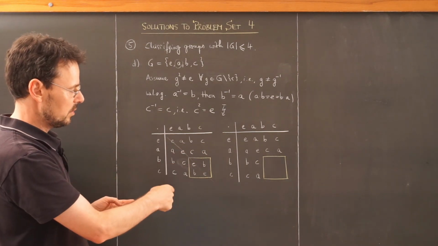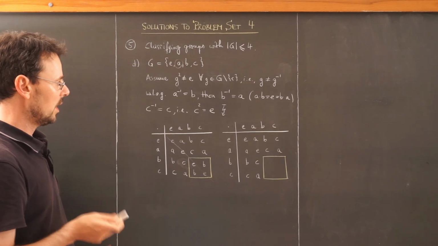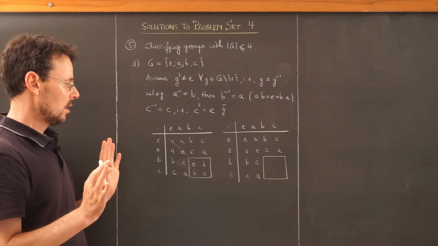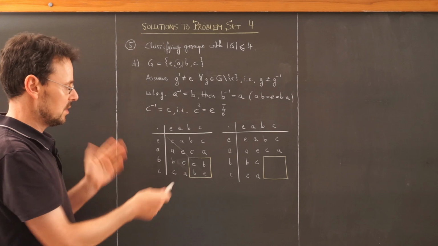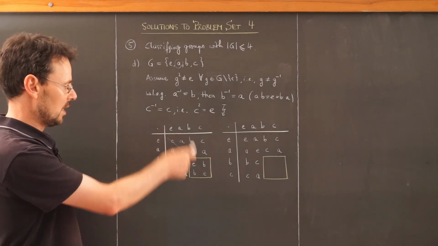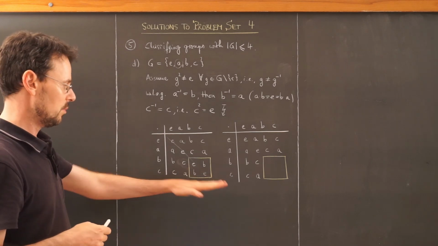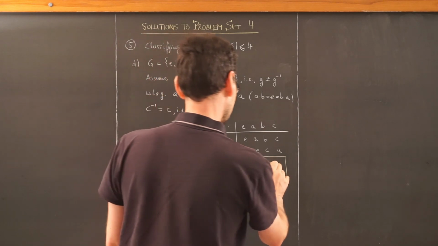The group is commutative because of symmetry to this diagonal, and all the group axioms are satisfied. What we haven't checked again is associativity. Convince yourself by taking one example that actually this gives you an associative operation. So this is one possible group of order 4. And there's another possibility.